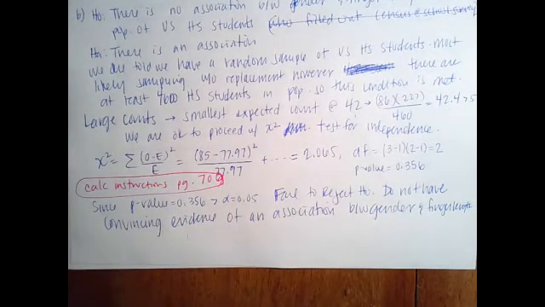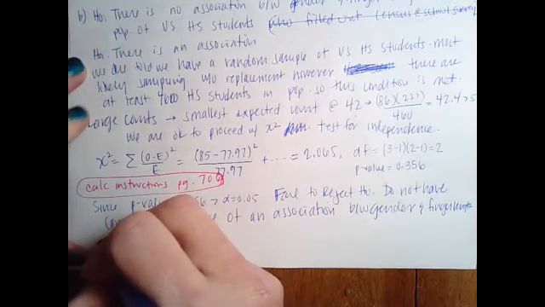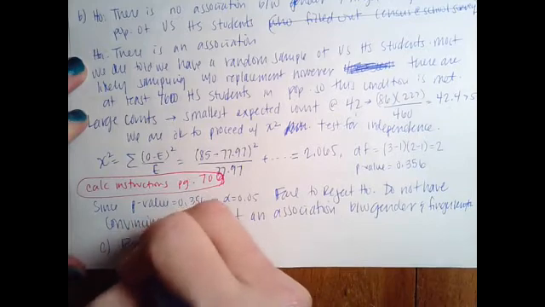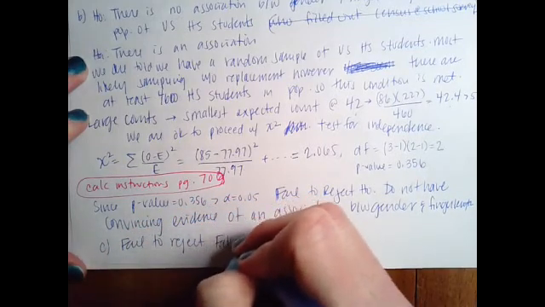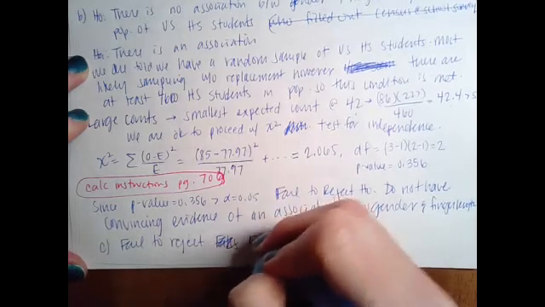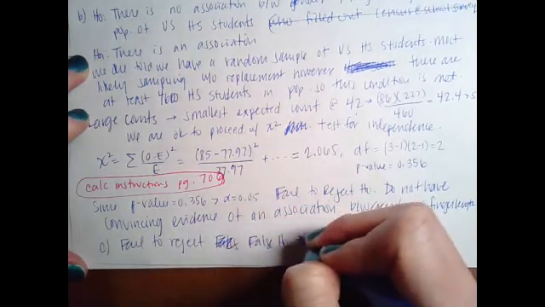Part C, if your conclusion was an error, what type of error did you commit? Okay, well, fail to reject is a type 2. So when you fail to reject a false null, that's a type 2 error.